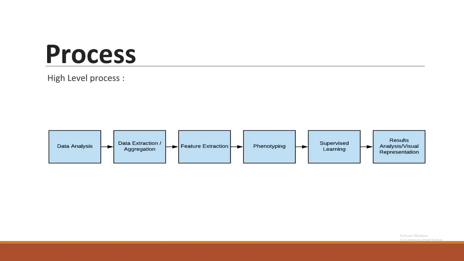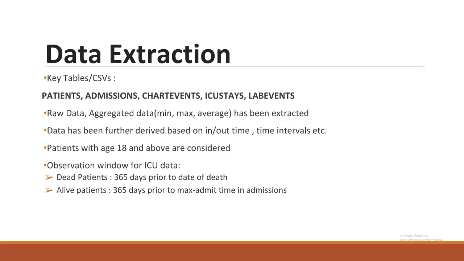The process. For preliminary data analysis, we uploaded the data to PostgreSQL and analyzed the various tables. Here we see a very high-level process of what we did after we took our initial stats. We filtered the dataset to have patients 18 and older, and we removed all rows with null values. We also used ICU stays that ranged between the patient's date of death and 365 days prior to the patient's date of death. For the patients that are alive, we calculated the max admit time to the hospital, and then we filtered the data up to 365 days prior to this date.